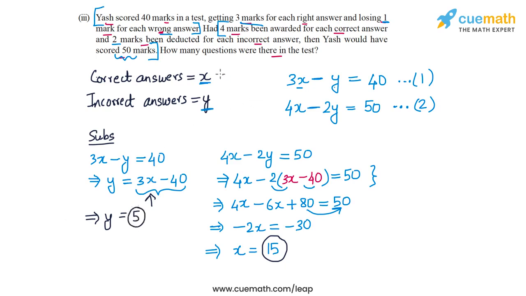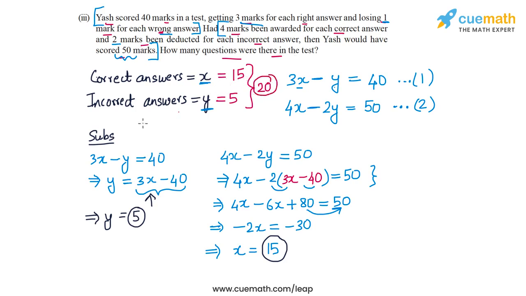So the answer we get is the number of correct answers is 15 and the number of incorrect answers is 5. So the total number of questions is 20. The question asked us how many total questions were there in the test. So the answer is 20.